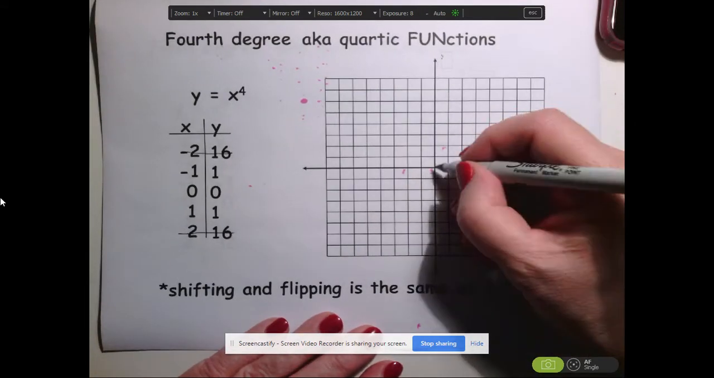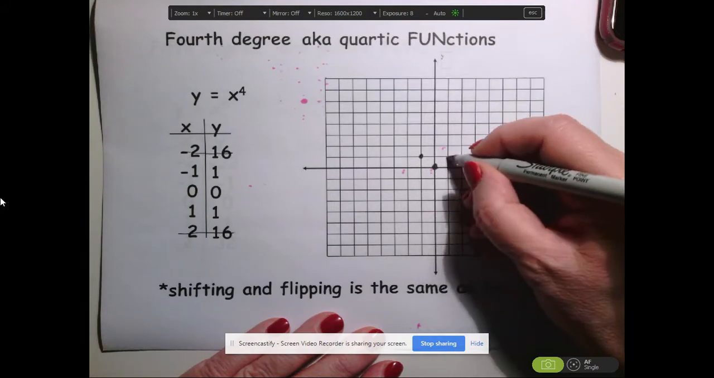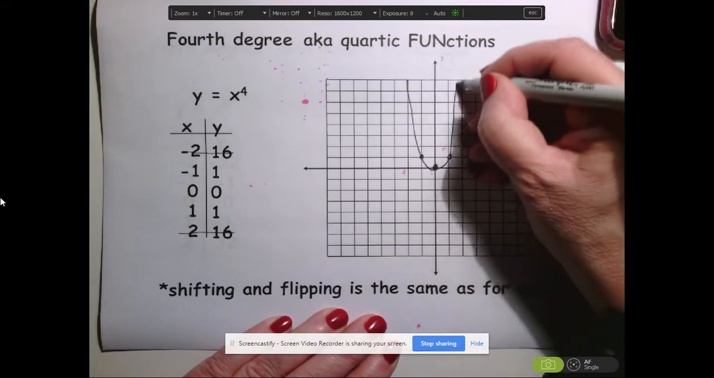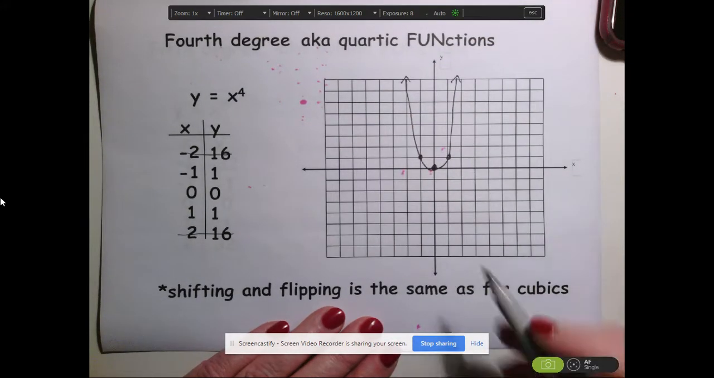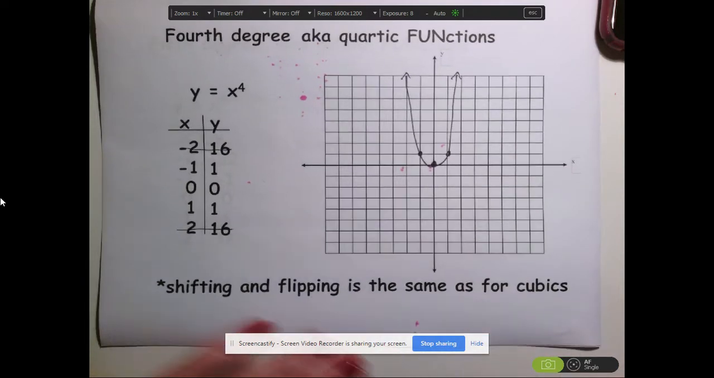So I'll have 0, 0. I'll have -1, 1. I'll have 1, +1. And it's going to look very much like a parabola. But you'll see when we start graphing them on the calculator, it could very often have some kind of loops in here that will be different.